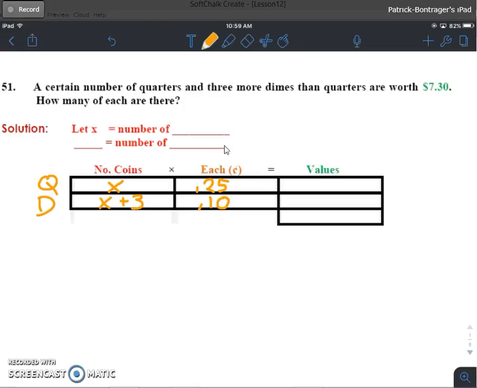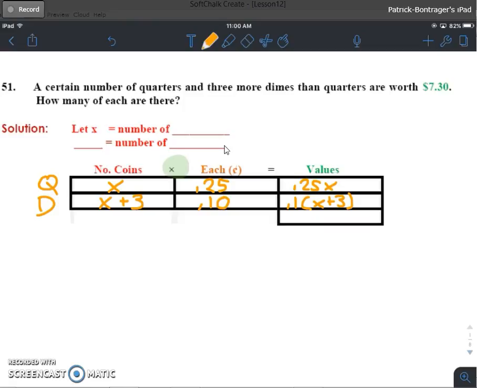All right. To get the values, I multiply the 2 rows, with a multiplication symbol in the middle. That will always be the case. Okay, so I get 0.25x and 0.1 times x plus 3. Now I always wait to multiply. I just show them we use the distributive property. I just think it's easier to do that when we have some more room.